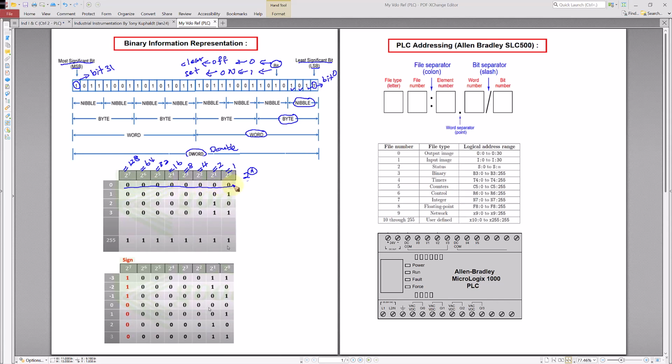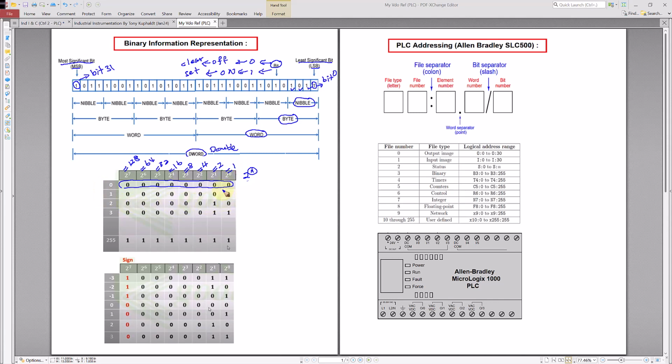Let's say the first group of bits is shown here, which is 0, 0, 0, 0, 0, 0, 0, 0. All the 0s add up to 0, so the decimal value is 0 for this group of bits. Let's say the next group is 1. Its decimal value is 1, so 1 plus 0 is equal to 1.